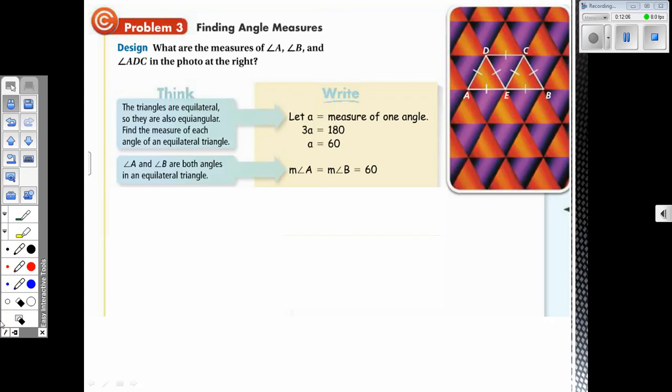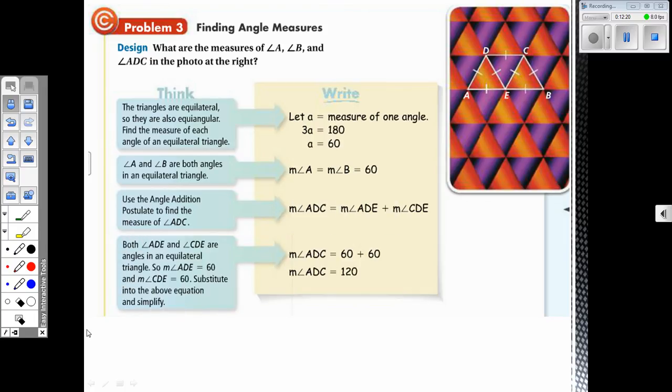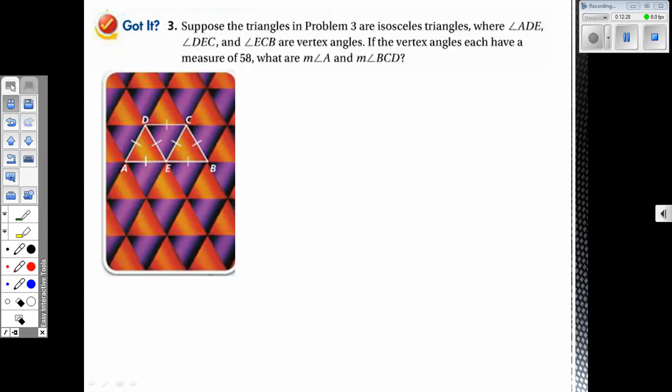Okay. But the big angle, ADC, is made up of two 60-degree angles, right? So you have to use the angle addition postulate, right? And add it twice to get 120. Yeah? Is this okay?